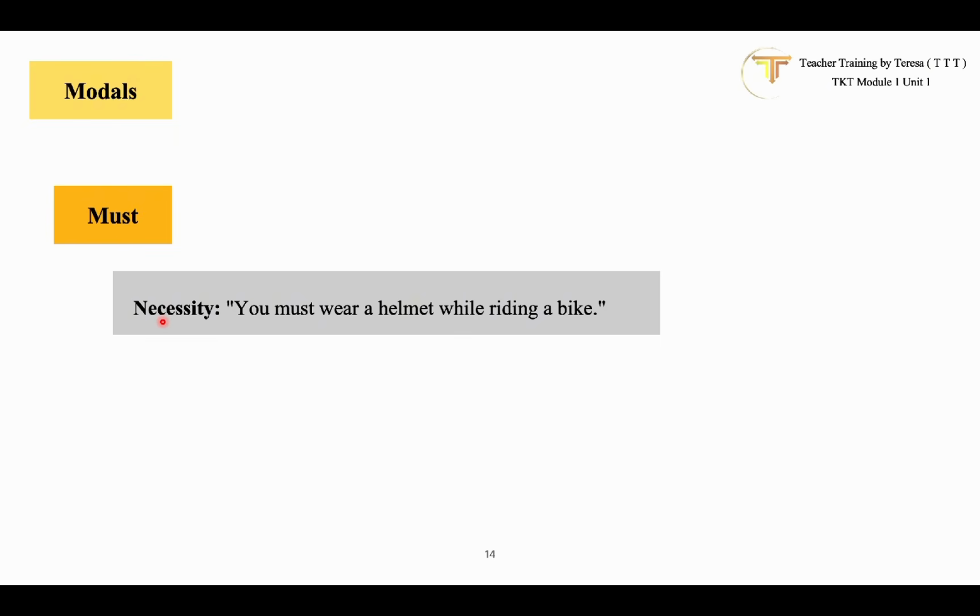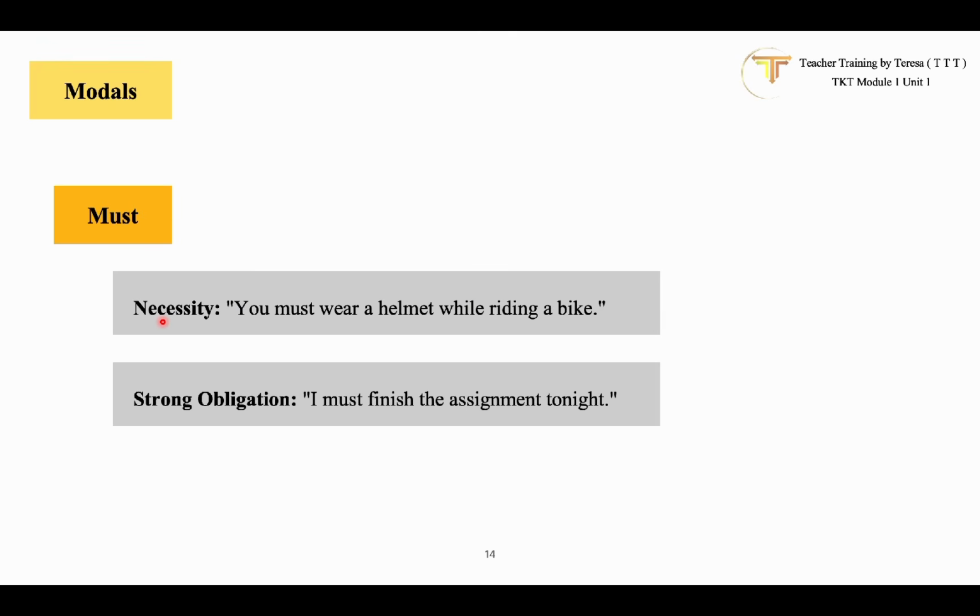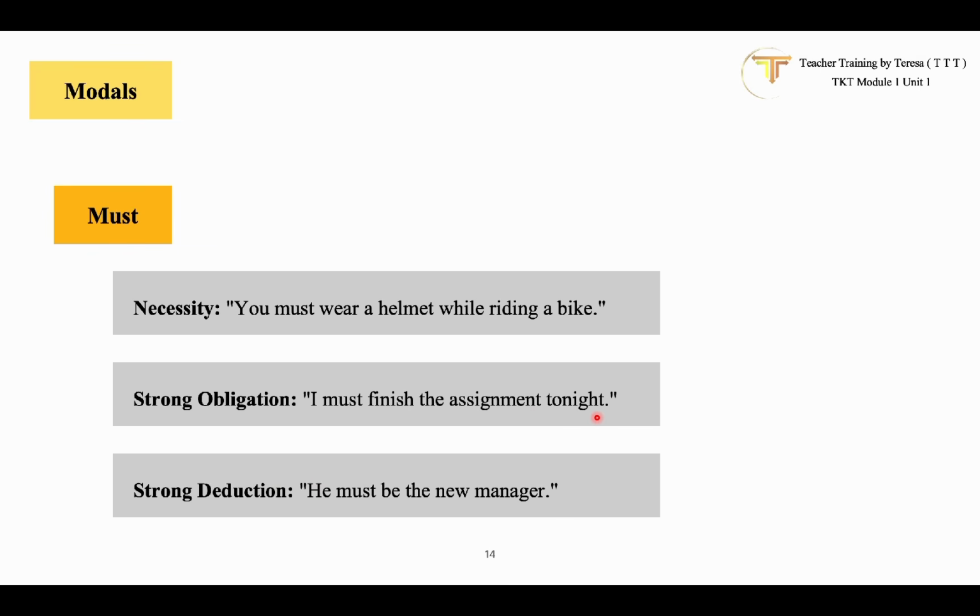Must. Necessity, you must wear a helmet while riding a bike. Strong obligation, I must finish the assignment tonight. Strong deduction, he must be the new manager.